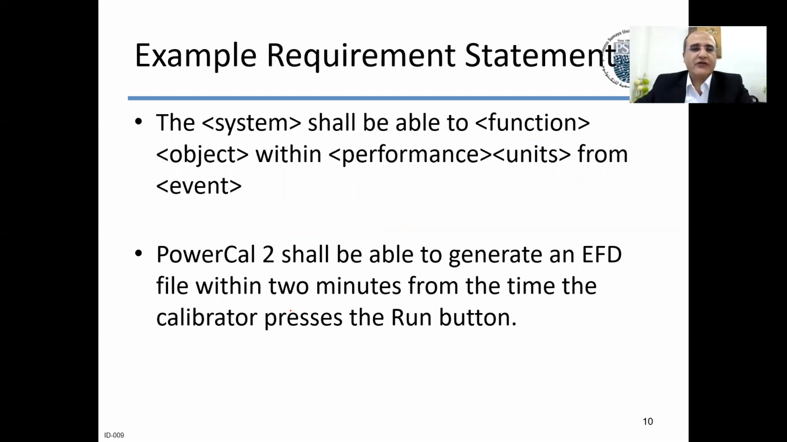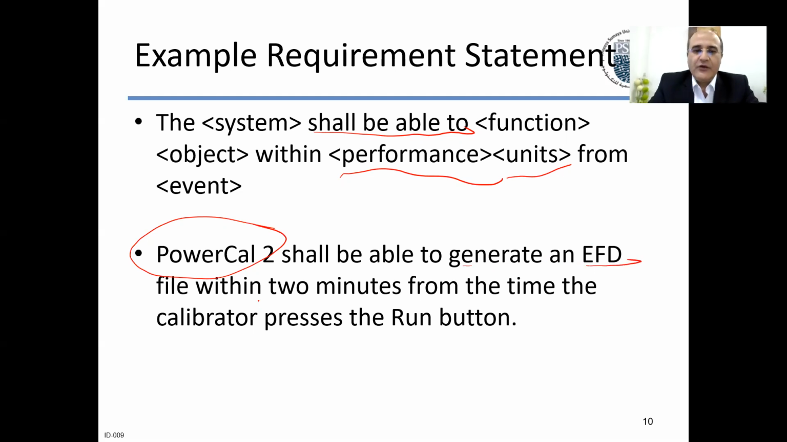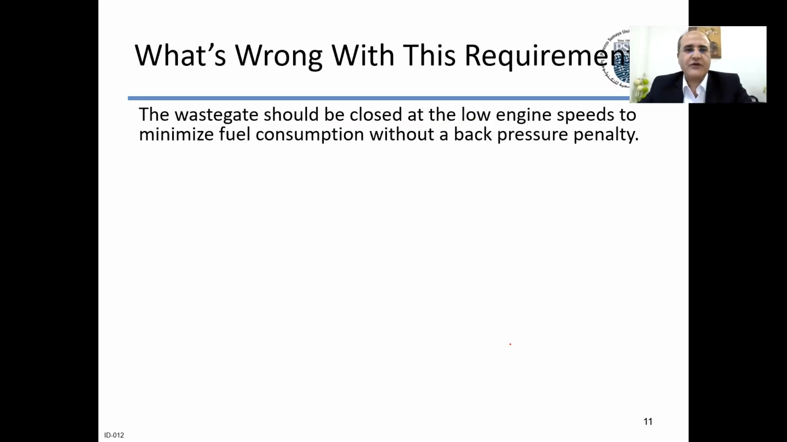An example of how to write a requirement: you name the system, shall be able to do something, function, object, within time unit. This is an example. So PowerCal, some kind of software, shall be able to generate an EFT file within 2 minutes. You don't say quickly; within 2 minutes exactly from the time the calibrator presses the run button, for example. So shall, measurable things, defined types, references, and so on.